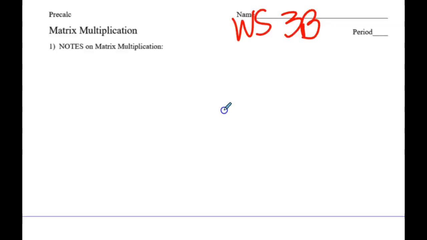So matrix multiplication is very complicated. I am not going to teach you how to do matrix multiplication by hand, and you don't have to actually do one at all on the quiz or on the final. What you do have to do is know whether you could multiply something. So let me show you some slides on this, and then we'll come back to this one and put some notes down, okay?